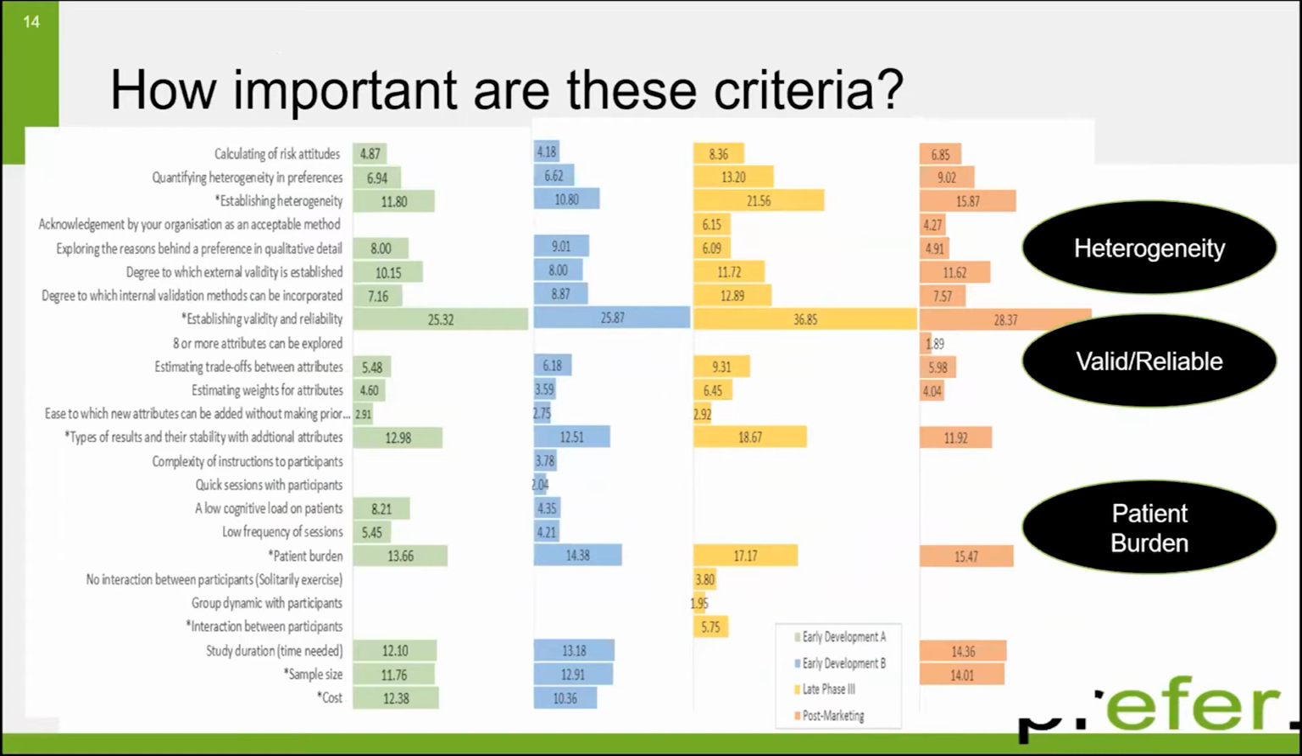So we took these criteria and had people that were responding weight the value and the importance of this criteria. So again, the same themes emerged in some of the qualitative interviews and the lit reviews, is that methods that can demonstrate heterogeneity, if it's there, are important. And again, this idea of this evidentiary standard, is it reliable? Is it valid? And clearly, people really care about patient burden and making sure that it's not too onerous an exercise.